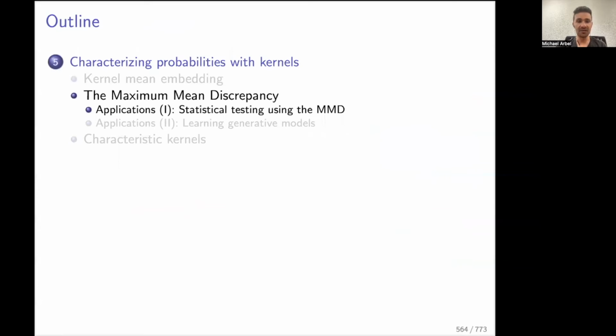Okay, so now we have introduced this notion of kernel mean embedding to compare probability distributions, and the maximum mean discrepancy, which gives us this measure of similarity between distributions. And now we're going to talk about applications and how we can use the MMD for statistical testing and learning generative models. But we'll start with statistical testing.